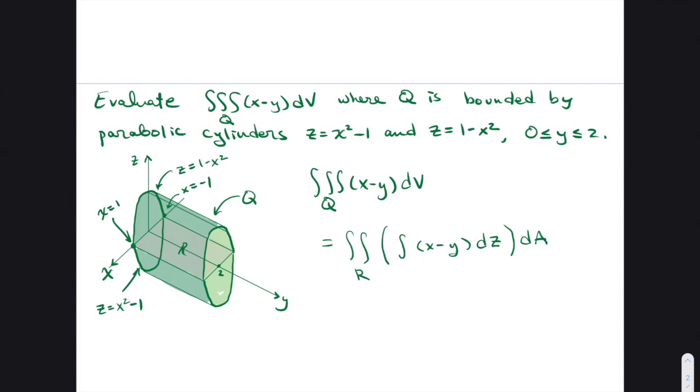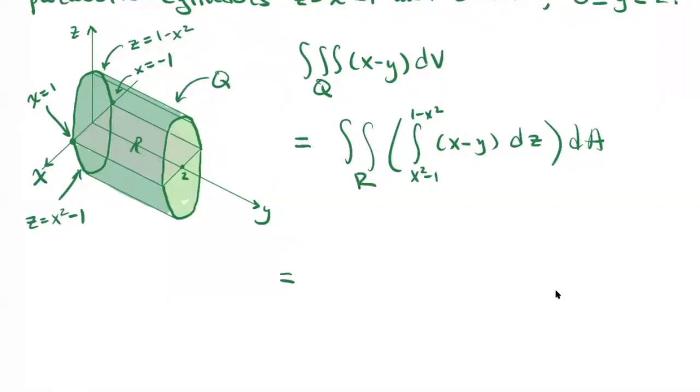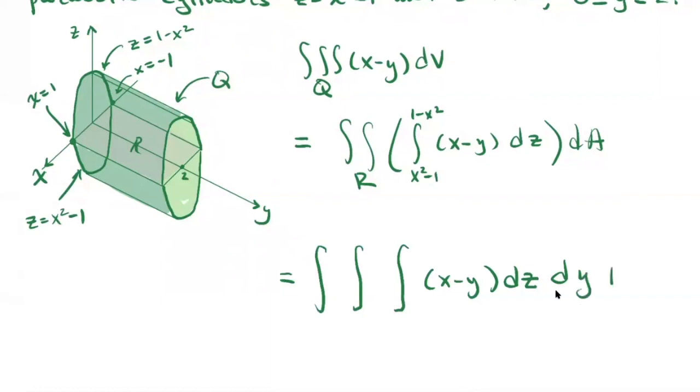So on the bottom, z is x squared minus 1. And on the top, z is 1 minus x squared. So integral, integral, integral. This is the iterated part. X minus y, still dz. And then you have 2 orders. You can do dy dx or dx dy, like that. Limits on z don't change. They are x squared minus 1 to 1 minus x squared.